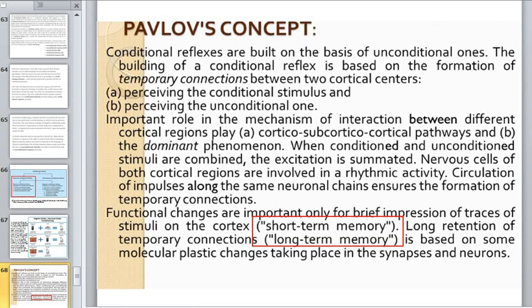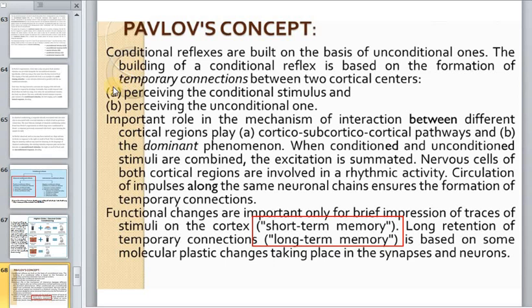And here we have Pavlov's concept. These conditional reflexes are built on the basis of unconditional ones, and the building of the conditional reflex is based on the formation of the temporal connection between two cortical centers. Two centers in the cortex. If you don't know what the cortical center is, it's better to find the video in our practical on the physiology of animals. But you know, it's just neurons in the cortex of the brain.